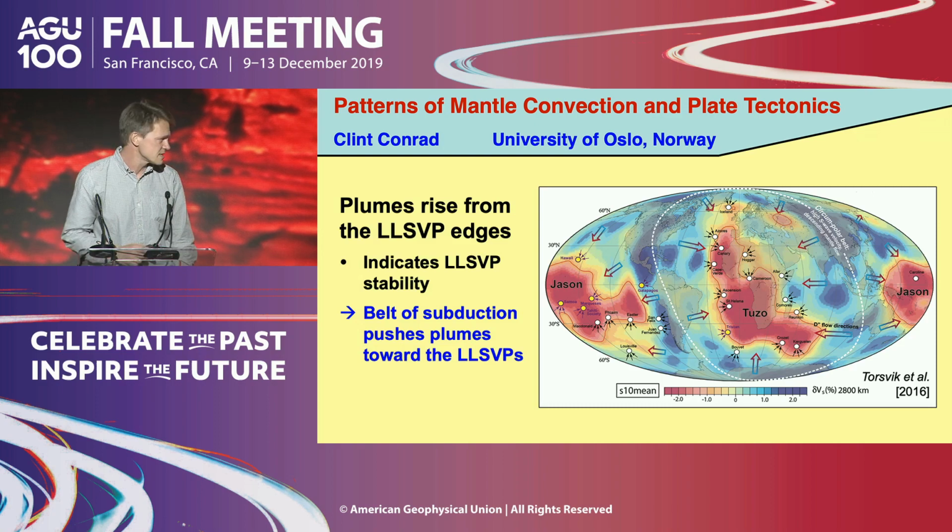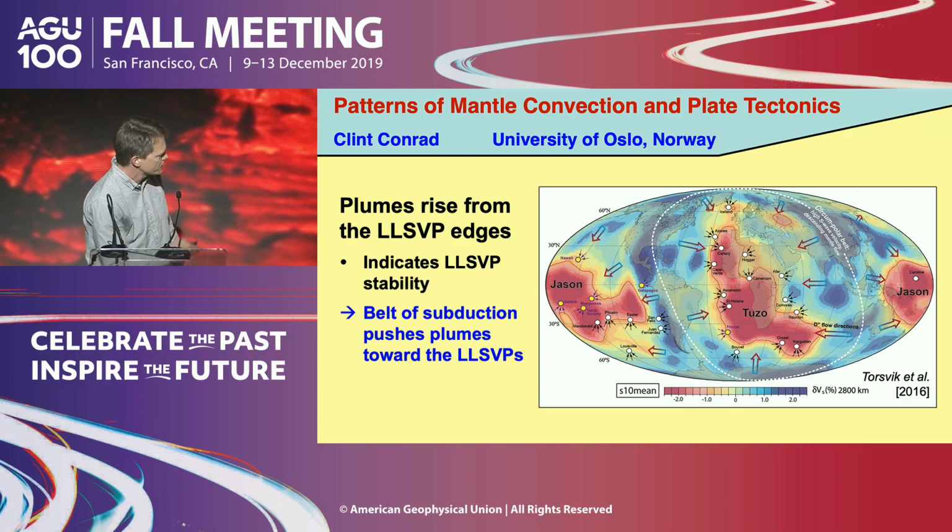One clue to this is the positioning of the plumes. The plumes tend to be coming up from the edges of these two LSVPs, and you can see their locations here. The primary plumes producing intraplate volcanism tend to be on the edges of the LSVPs. We think the slabs are sinking in a ring around the LSVPs and pushing the plume material towards the edge of the LSVPs, where it then rises up.